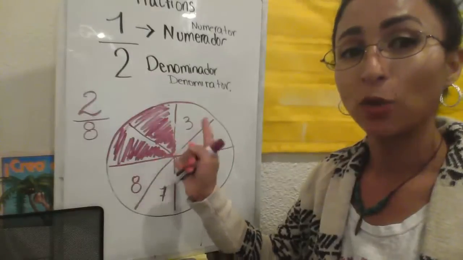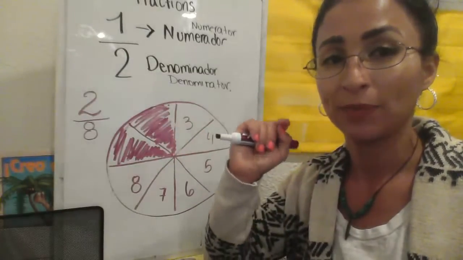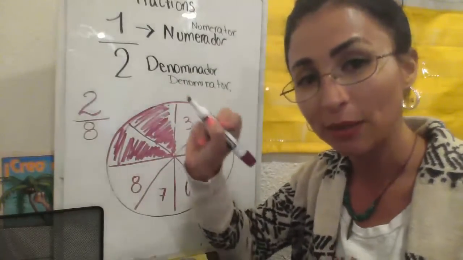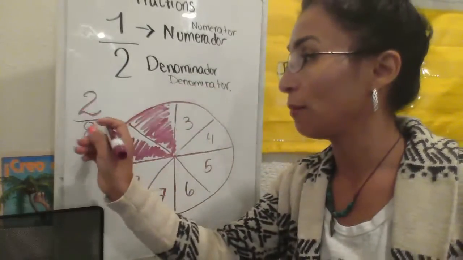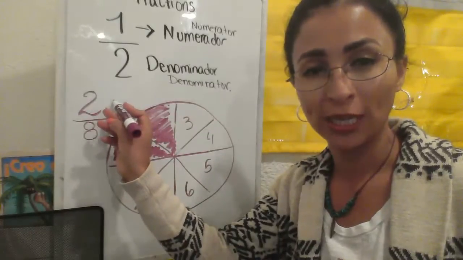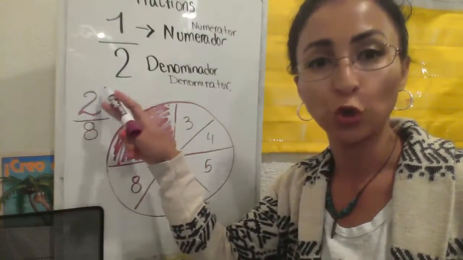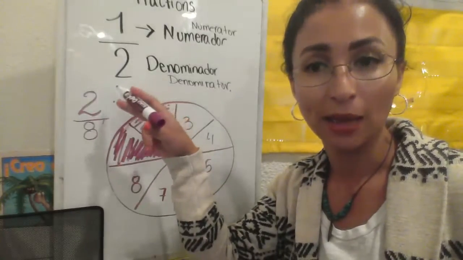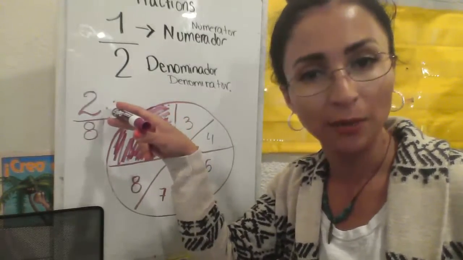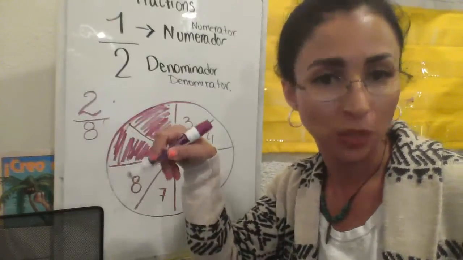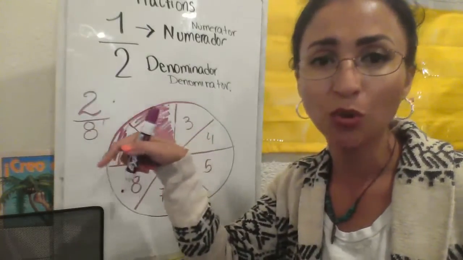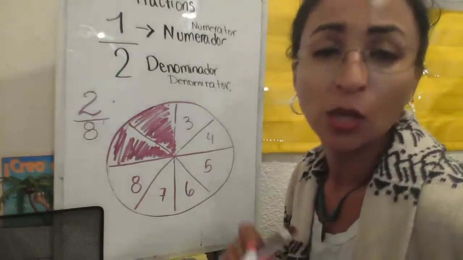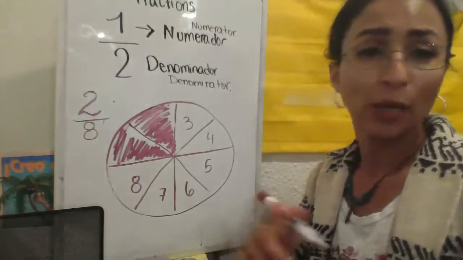Si ya se comieron 2 piezas de la pizza, si ya hay 2 partes de este círculo que ya están rellenas, obviamente ahora tengo 2 de 8 o 2 sobre 8 or 2 of 8, right? I have 2 pieces that are gone from 8 pieces total, right? 2 over 8.